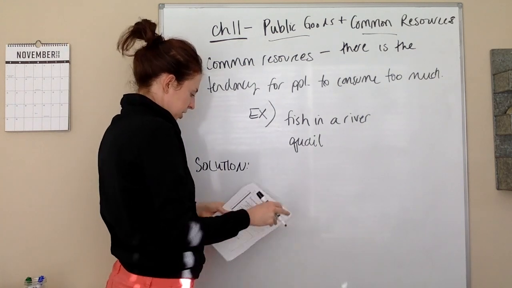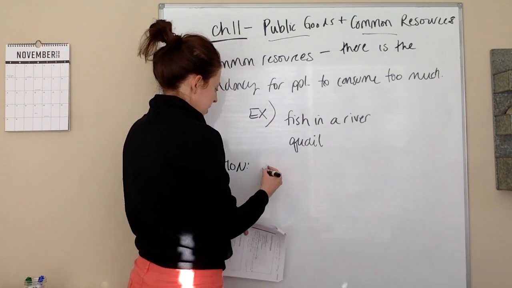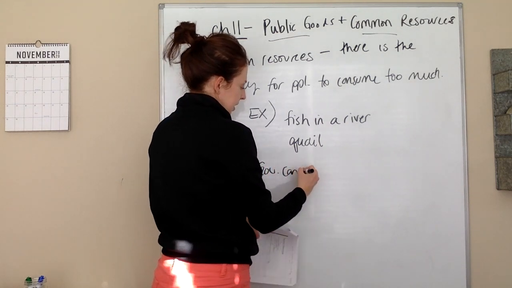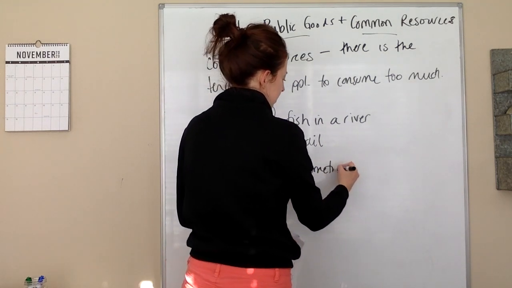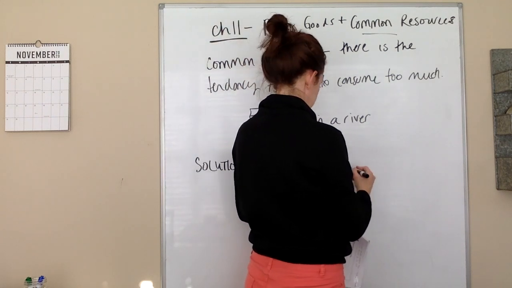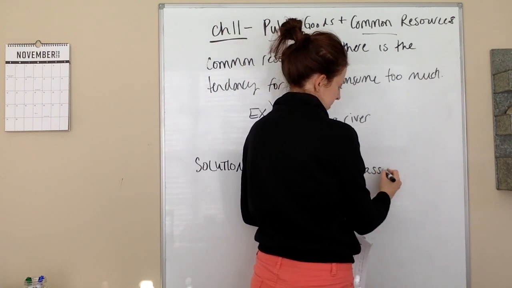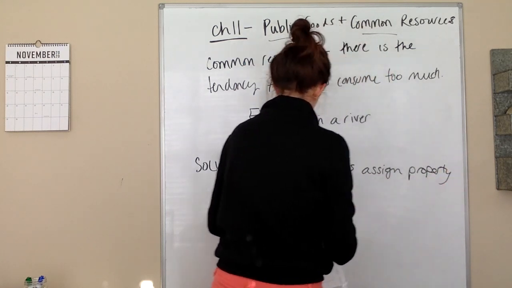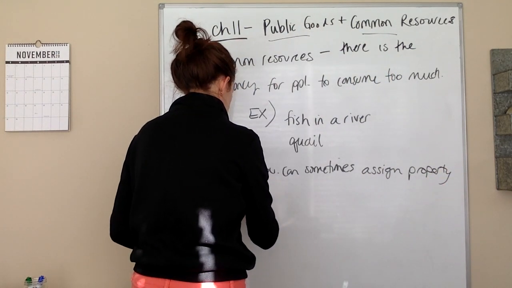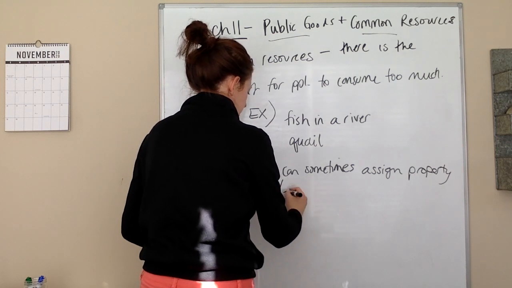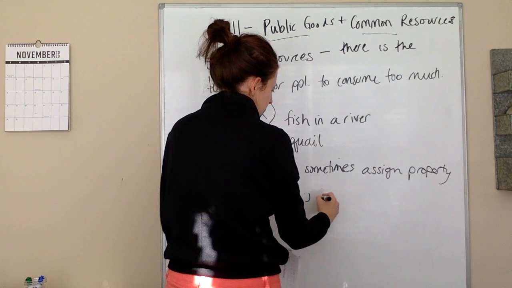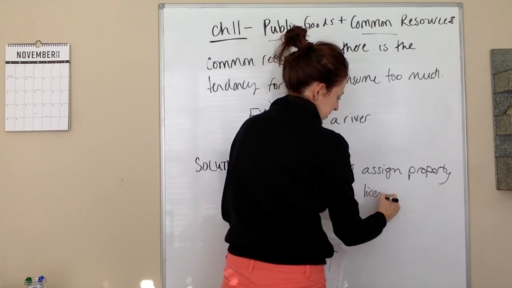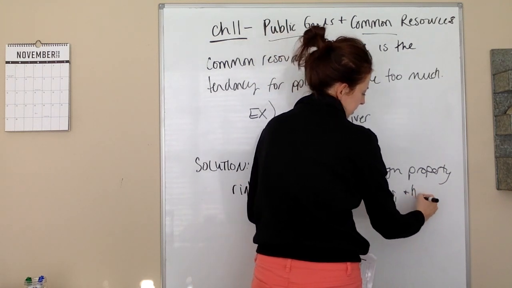Okay, so the solution is the government can sometimes assign property rights. And examples of property rights are fishing licenses and hunting seasons.